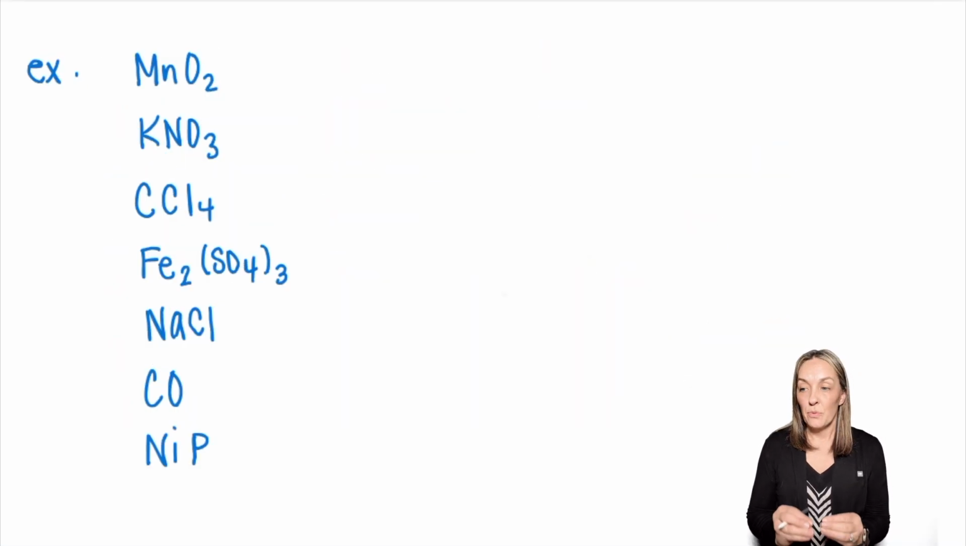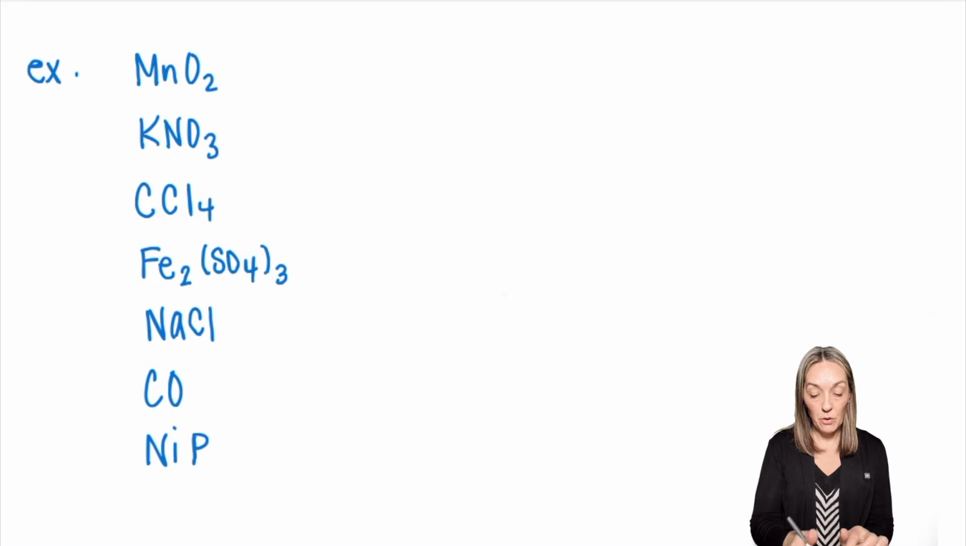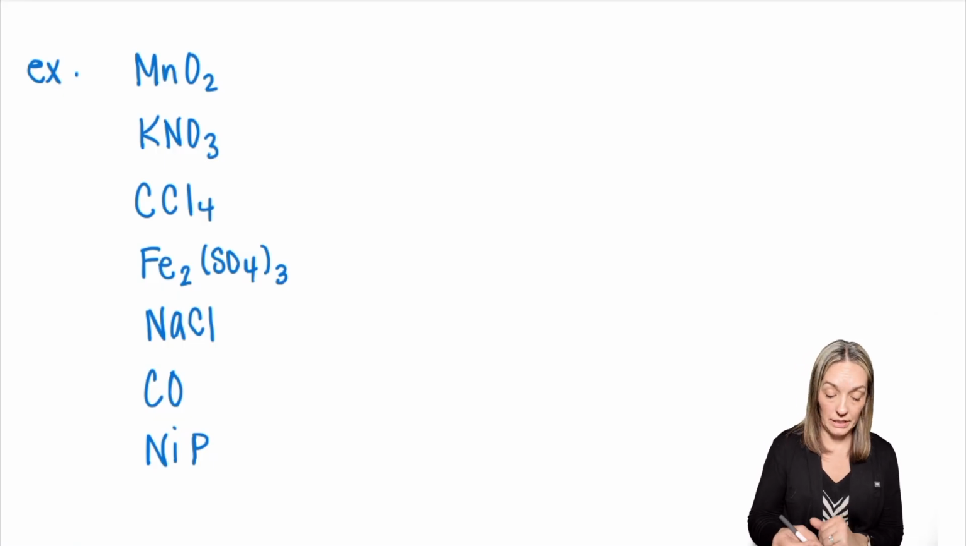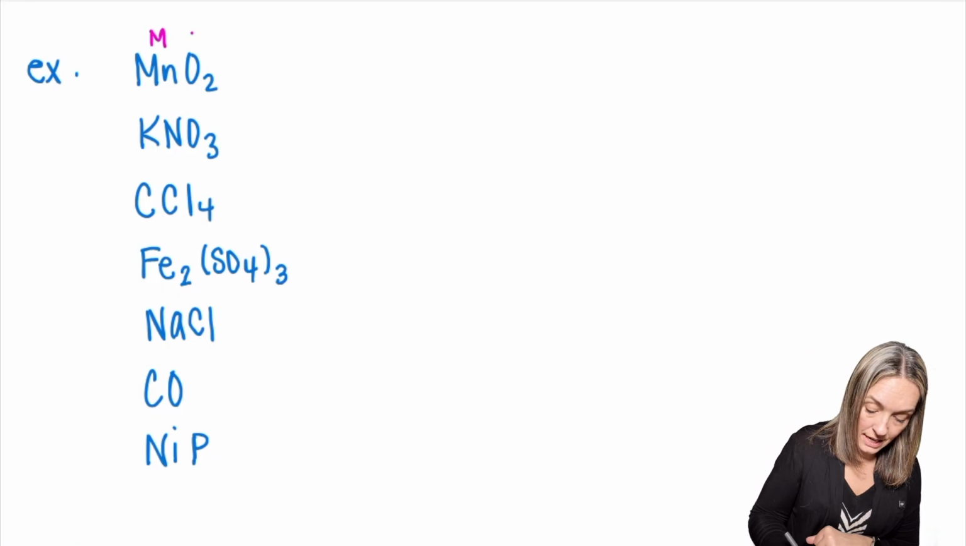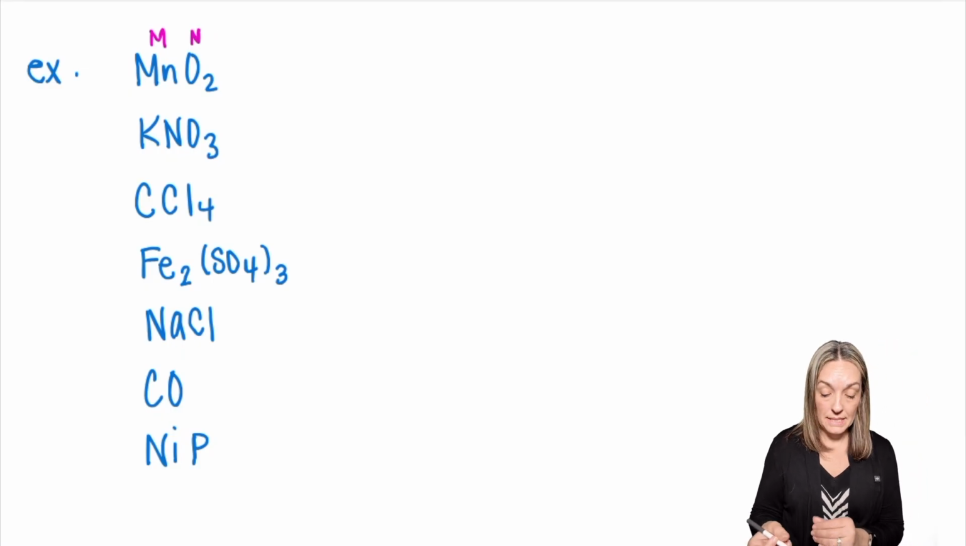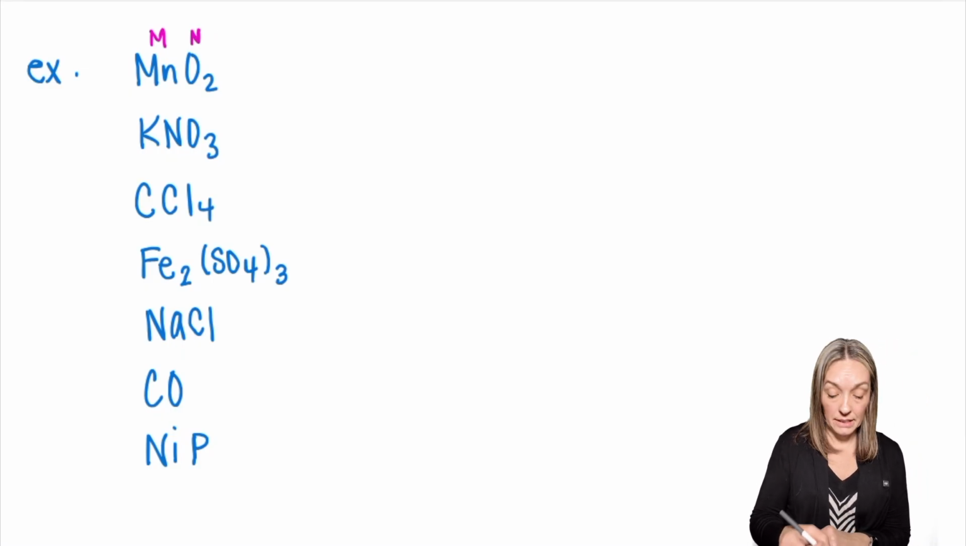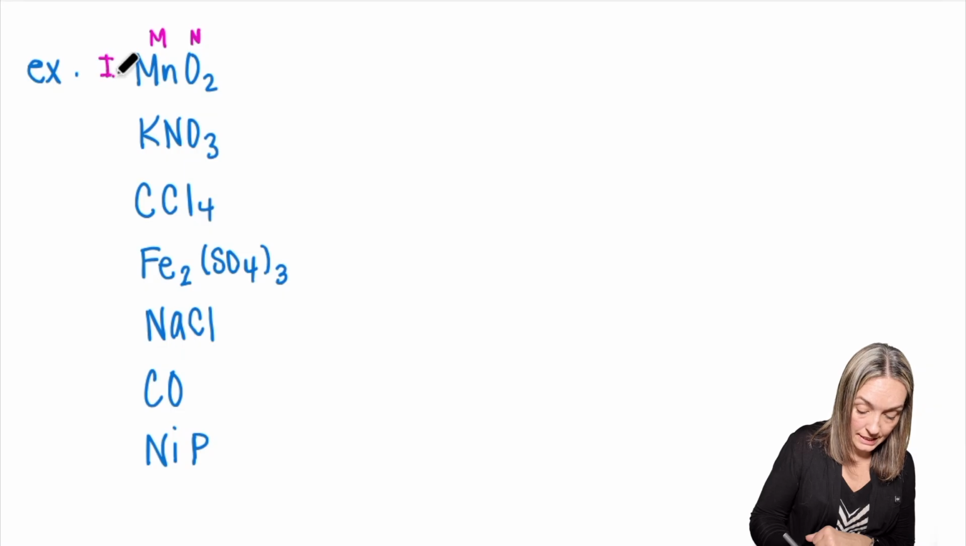Let's look at what approach we're going to take when we're going from the formula now to the name. I would start by finding if you have metals or nonmetals and then classifying them as ionic or covalent accordingly. Mn is a metal. Oxygen is a nonmetal based on its location on the table. Metal and nonmetal again means ionic.